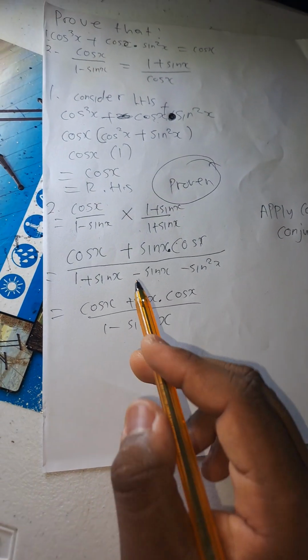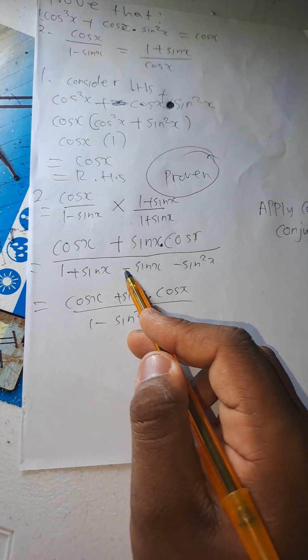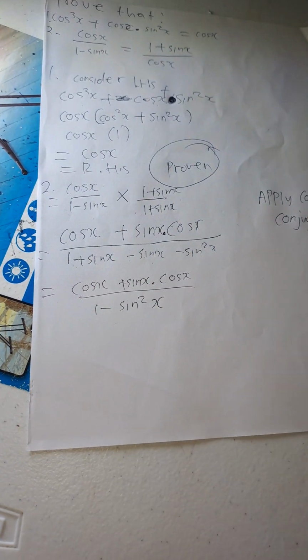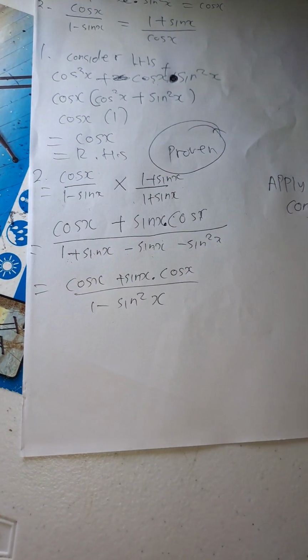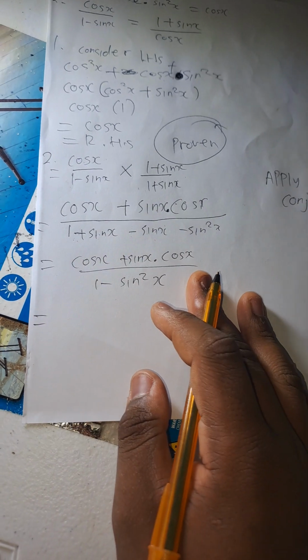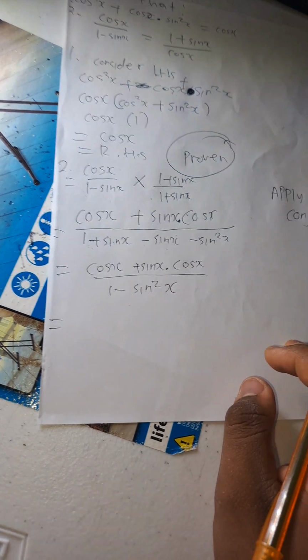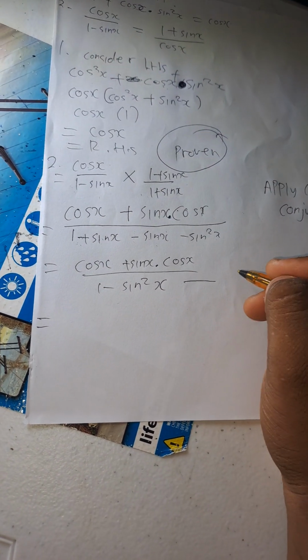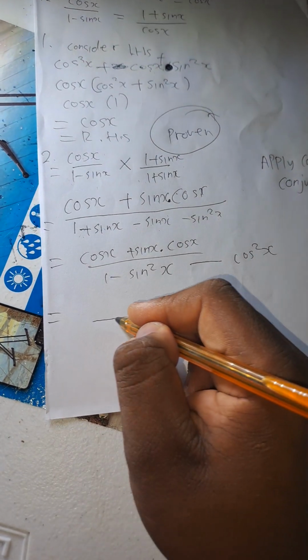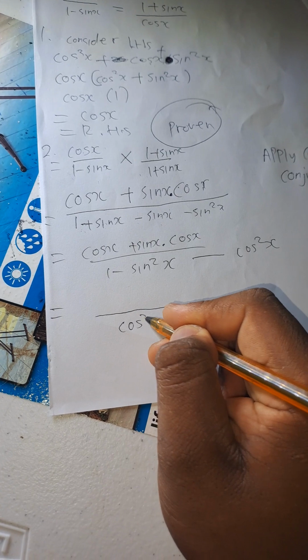You see? Since they are being multiplied and added and subtracted, they are like terms. So this one and this one and that one are like terms, so I can do my thing there and then take it out. And then remember, this one is 1 minus sine squared x, which I can write as what? Cos squared x. So already my denominator is sorted: cos squared x.